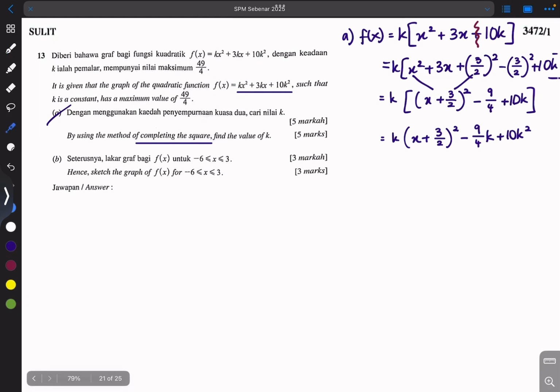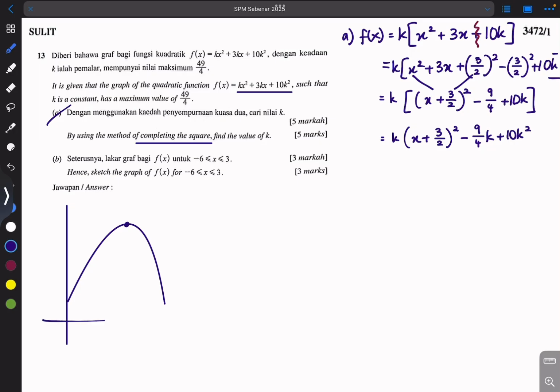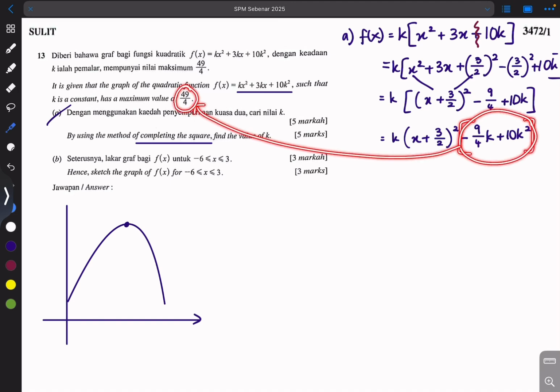They gave us a clue where the maximum value is 49 over 4. Max value is always the y value of the maximum coordinate, because in our graph, this will be the maximum value of the graph. So it's the y coordinate. In our completing the square form, this is the x coordinate of the maximum point, and this whole thing is the y coordinate of the maximum point. So we can say this whole thing must equal 49 over 4.